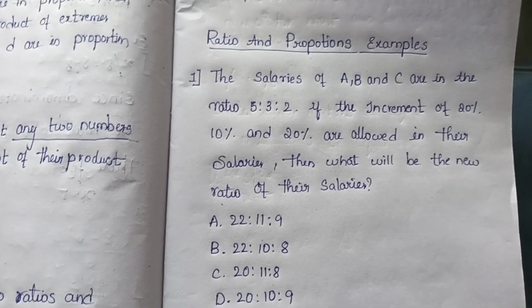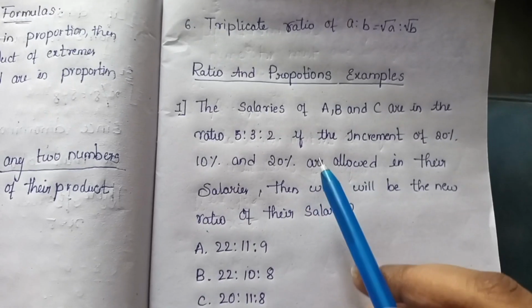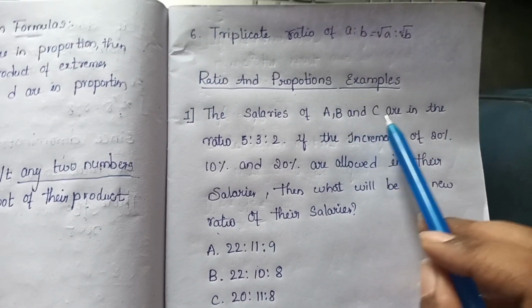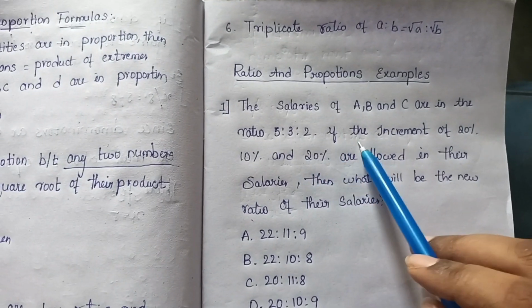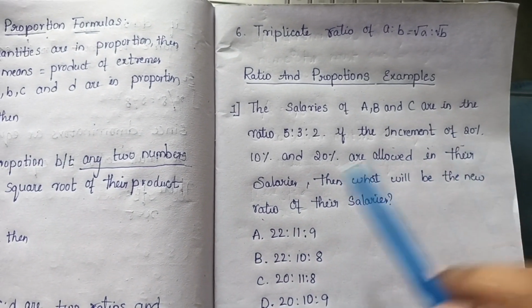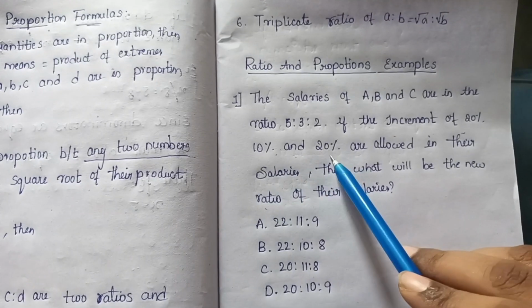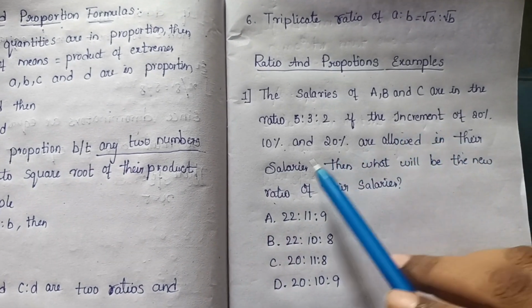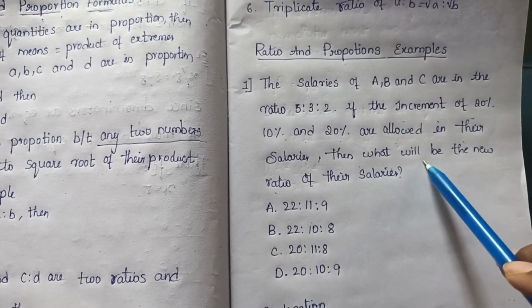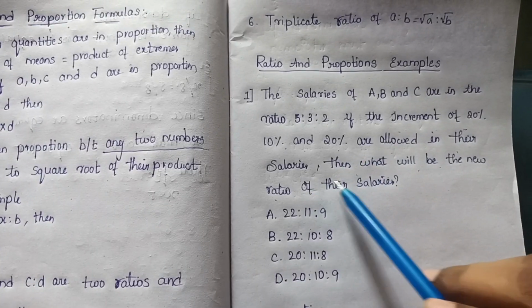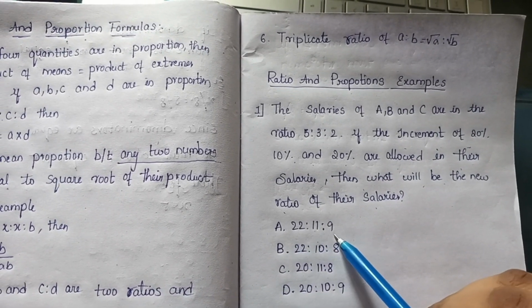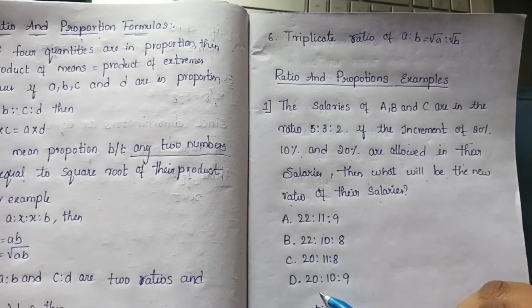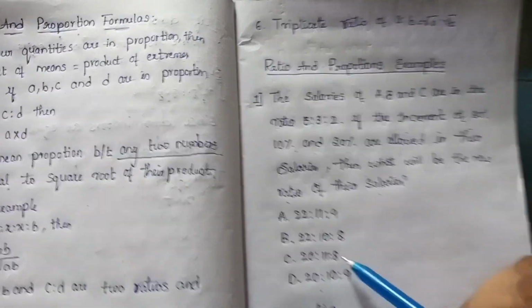The question says the salaries of A, B and C are in the ratio 5 is to 3 is to 2. If increments of 20%, 10% and 20% are allowed in their salaries, then what will be the new ratio of the salaries? Option A 2 is to 1 is to 9, and options B, C and D. It gives 4 options.